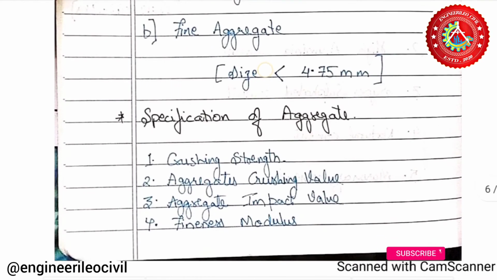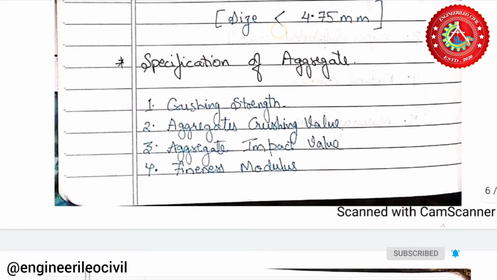So we are going to learn the specifications of aggregates. There are different specifications, like crushing strength. In crushing strength, it should normally be 80 Newton per mm square minimum. It's accepted. And the aggregate crushing value has the given formula, 100 W2 by W1, where W2 is the weight of surface dry sample for aggregate passing through a 12.5 mm sieve, and W1 is the weight of material passing through the 2.36 mm IS sieve, depending on the specific load.